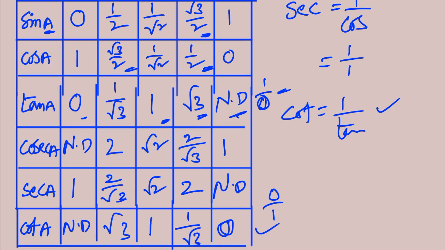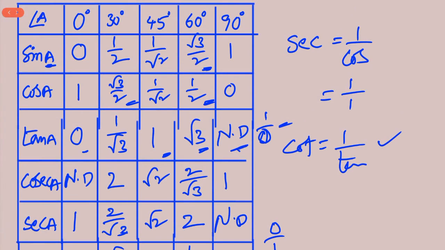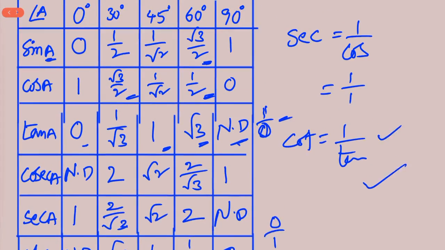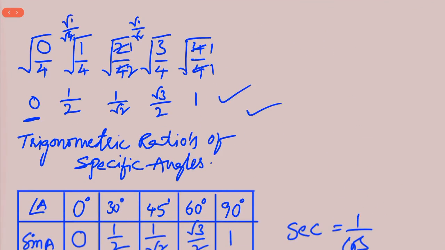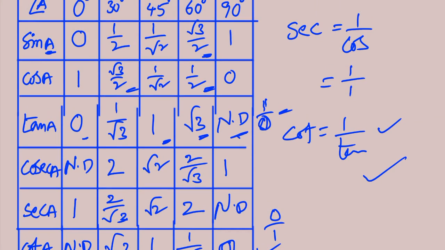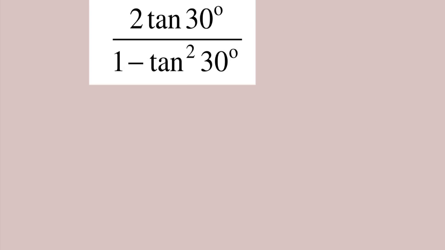I hope you understand well. In this way we can write this trigonometric table. If you are not remembering properly, just follow this method, and you can easily write this table. Writing this table takes 1 or 2 minutes. So in this way we can remember this table of trigonometric ratios of specific angles. I hope you understand well.